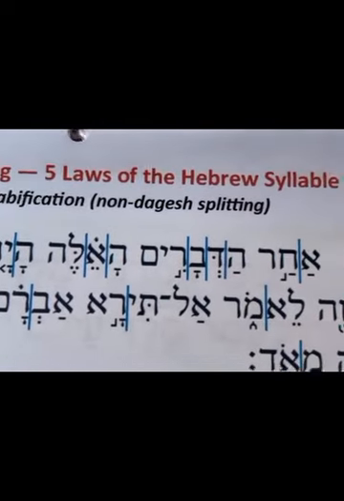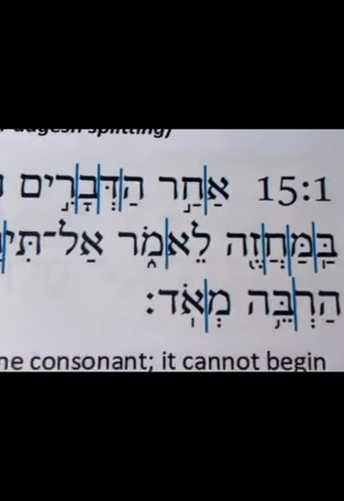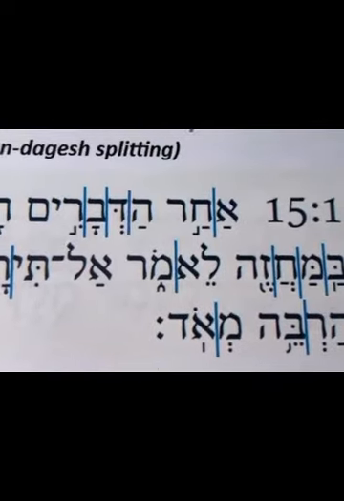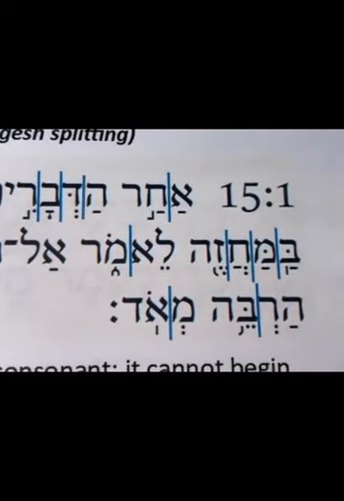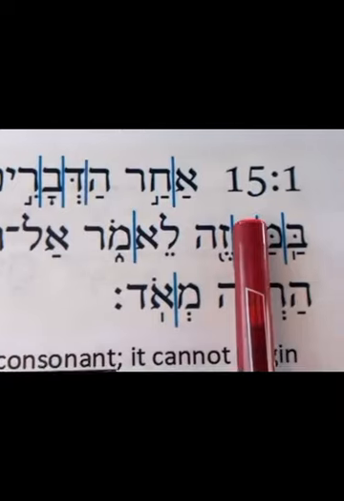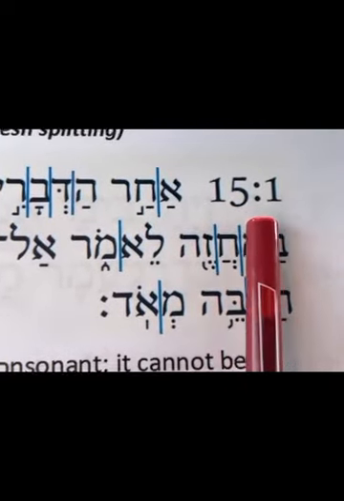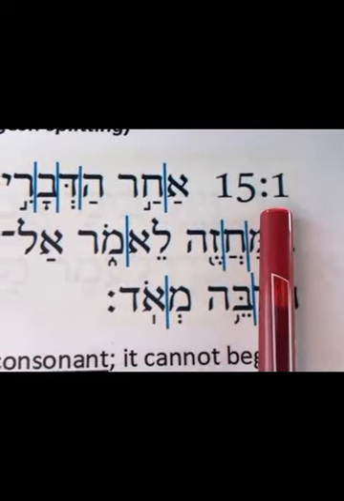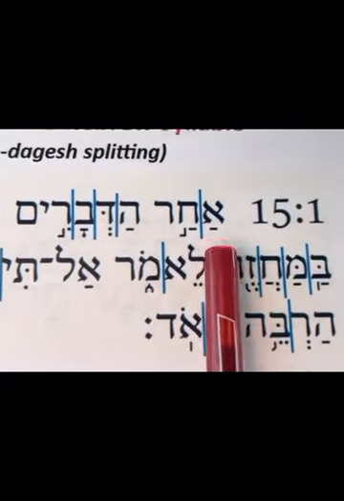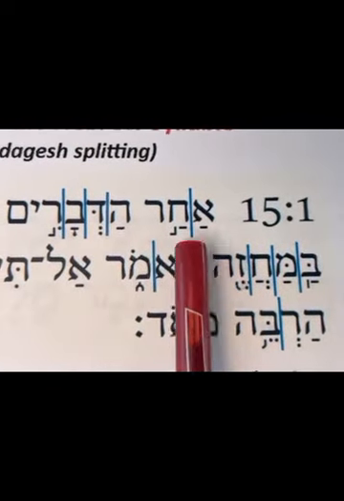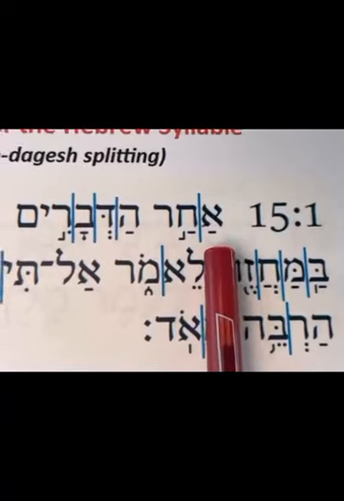So let's jump into our syllabification, splitting, 5 laws of Hebrew syllables. Get my red pen out here. So we're looking at Breshit, chapter 15, that would be Tet Vav, and then verse, Pasuk, Aleph. So Achar, we'd already covered that one this morning. We've got 2 syllables, so an open and a closed.